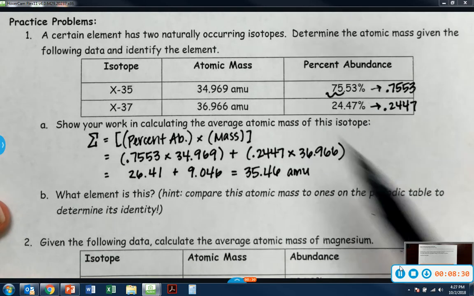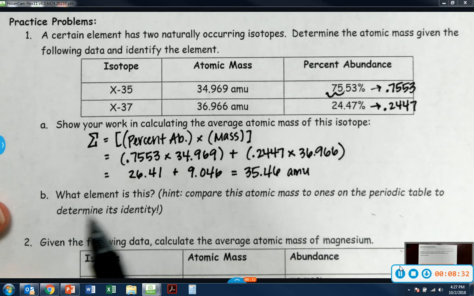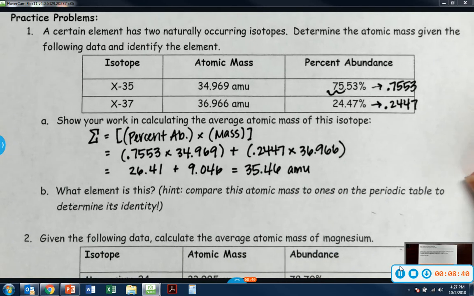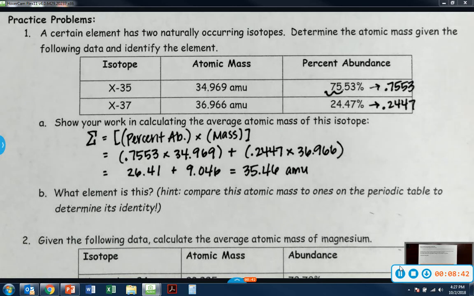Okay, so let's take a look at B. What element is this? Your hint is to compare this atomic mass to the ones on the periodic table to determine its identity. So let's take a look at the periodic table.